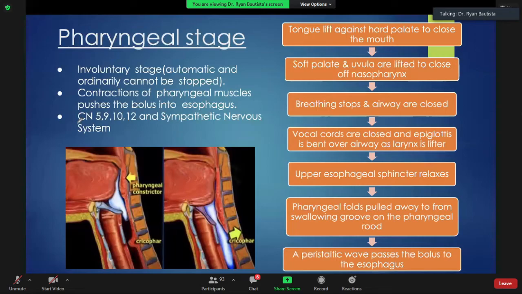These are the cranial nerves responsible for your pharyngeal stage. Remember, that's what I've said: the oral stage is the only voluntary one. So you choose what you put in your mouth. But once it goes into the pharynx, it goes into an involuntary stage where it is automatic and you cannot override it unless you do your gag reflex. Contraction of your pharyngeal muscles pushes the bolus to the esophagus. So what are the cranial nerves involved? 5, 9, 10, and 12 as well.